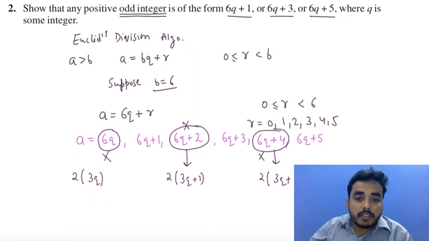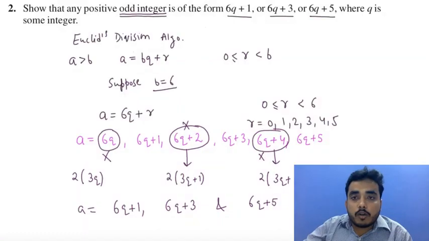So what we are left with is 6q plus 1. हमारे पास क्या क्या बच गए हैं? 6q plus 3 and the last is 6q plus 5. So hence we prove that a is of the form 6q plus 1, 6q plus 3 and 6q plus 5.